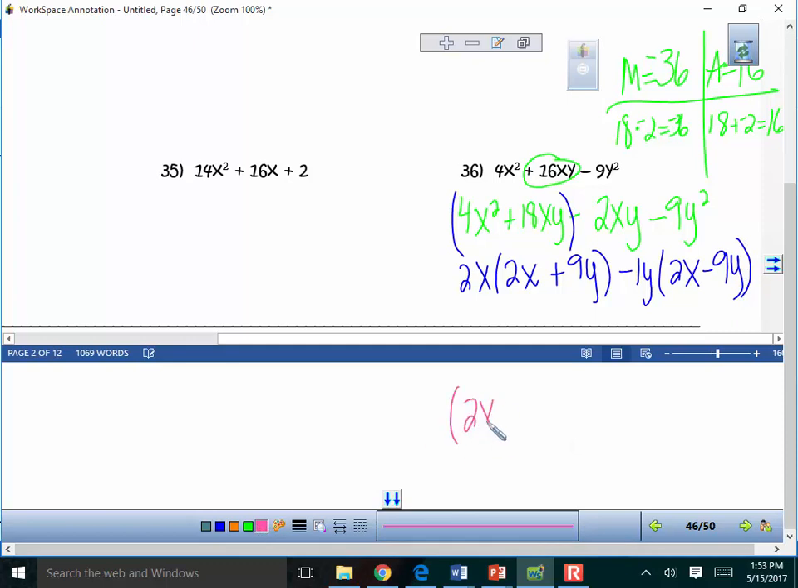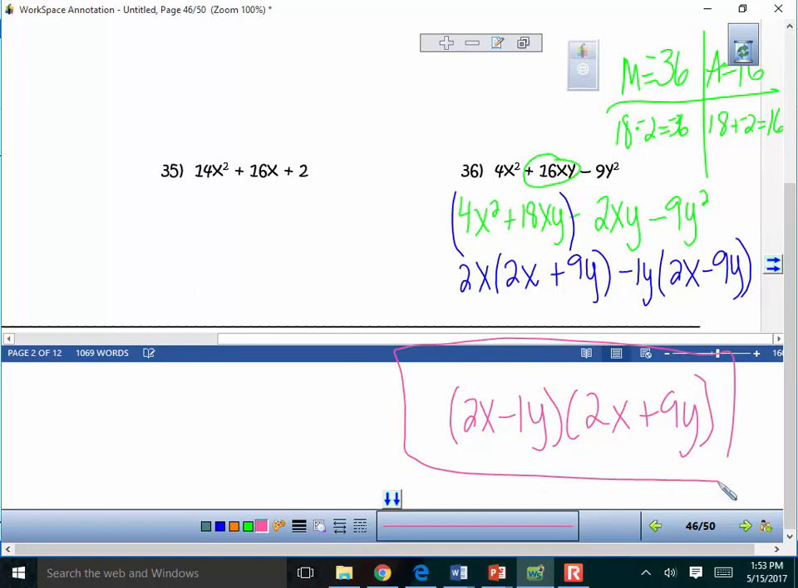So our final two factors are 2x minus 1y times 2x plus 9y. And we are done. Questions? Does this ring a bell?